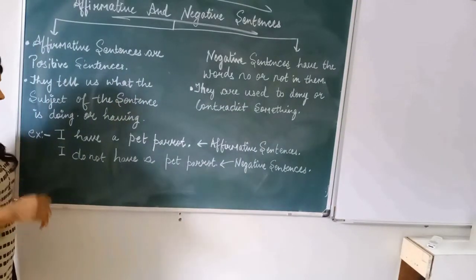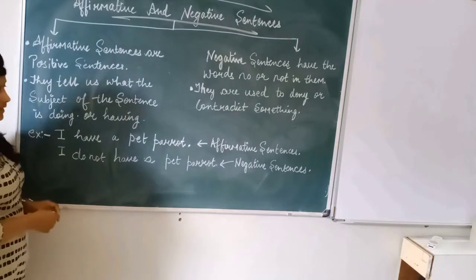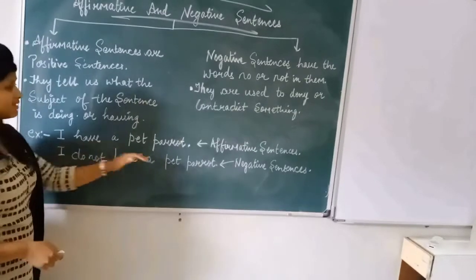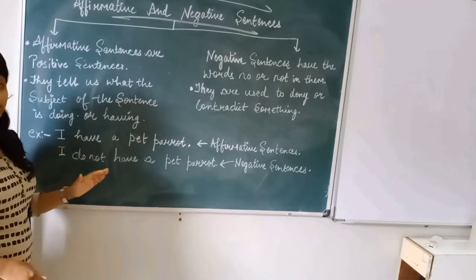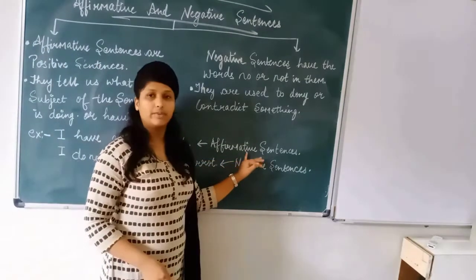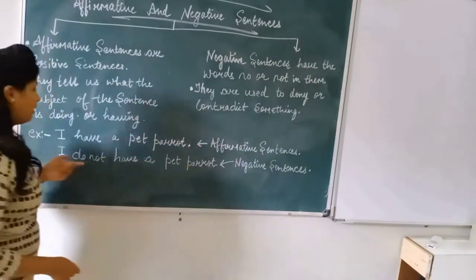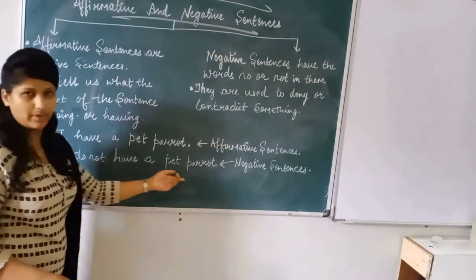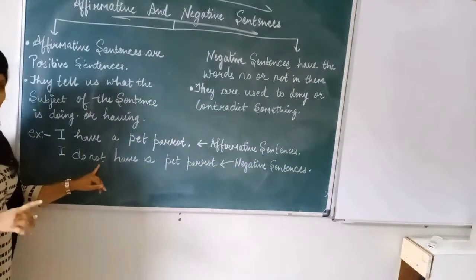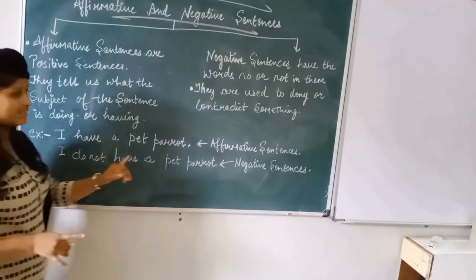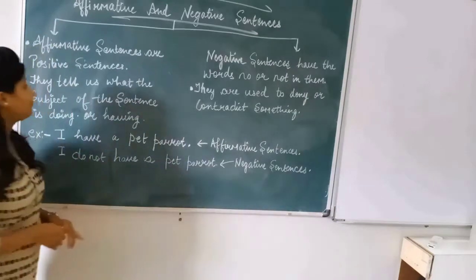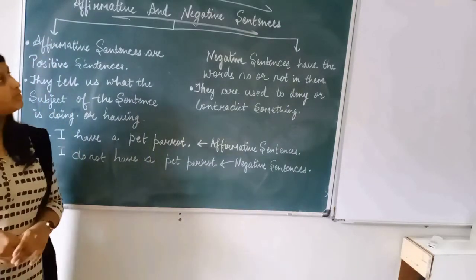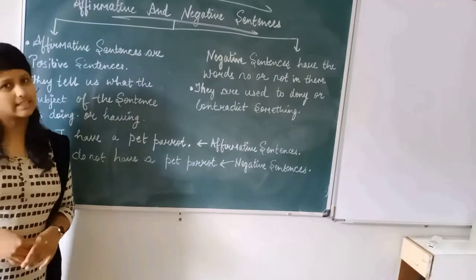Now, for example, I have a pet parrot. This is a simple sentence and it is positive in sense, so this is an affirmative sentence. Now, I do not have a pet parrot. Here the word not has been added, so this sentence becomes a negative sentence. I hope the concept of affirmative and negative sentence is clear.